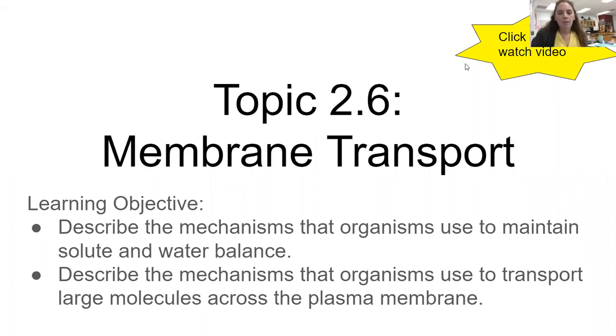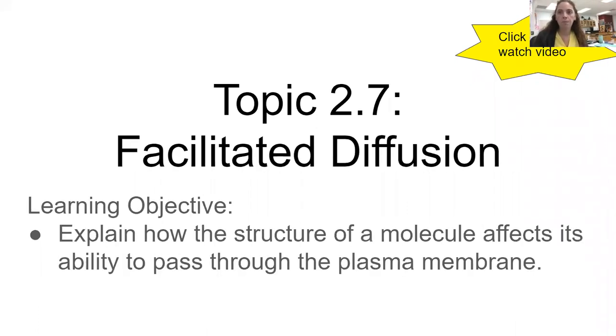All right, welcome everybody. Today I'm going to be covering AP Biology topics 2.6, 2.7, and 2.9. 2.6 is on membrane transport. Your learning objective is to be able to describe the mechanisms that organisms use to maintain solute and water balance. Describe the mechanisms that organisms use to transport large molecules across the plasma membrane.